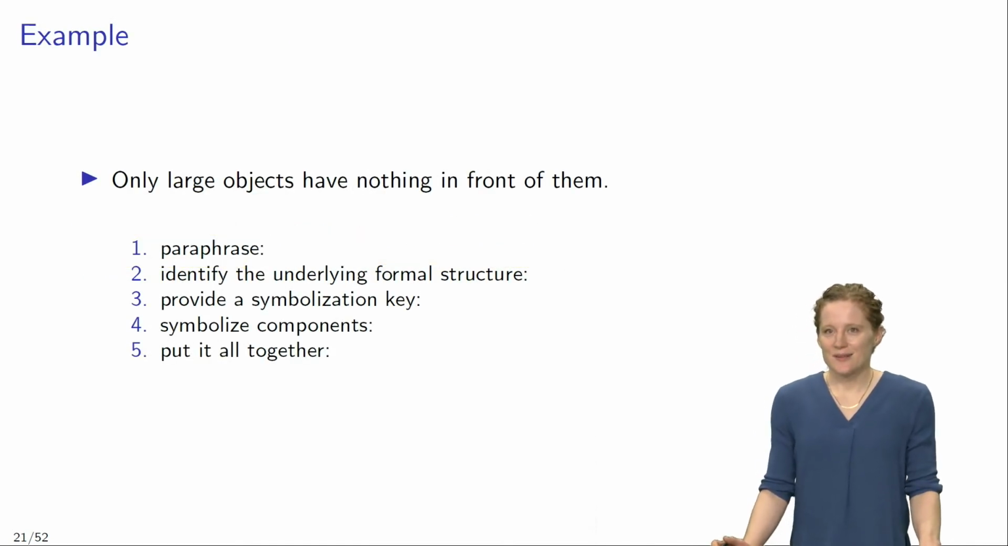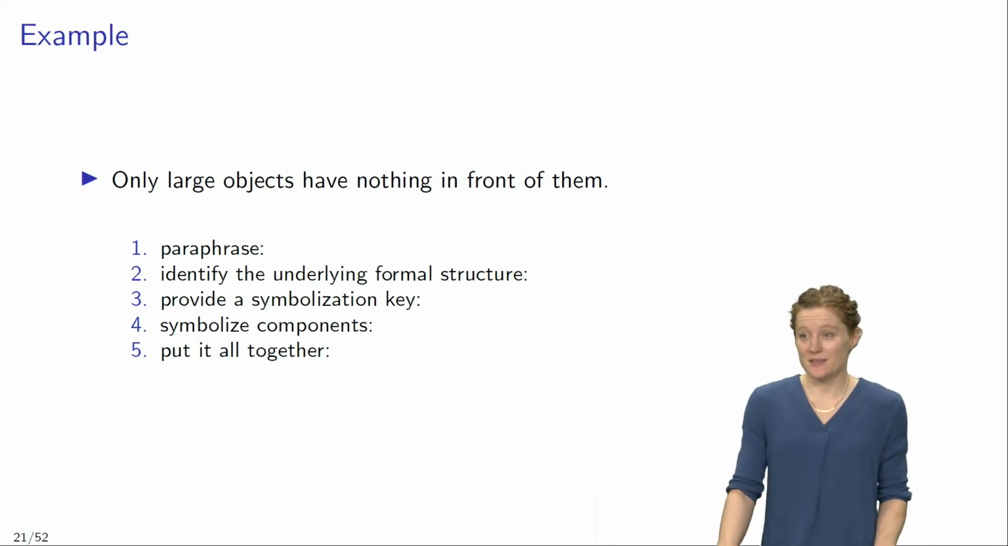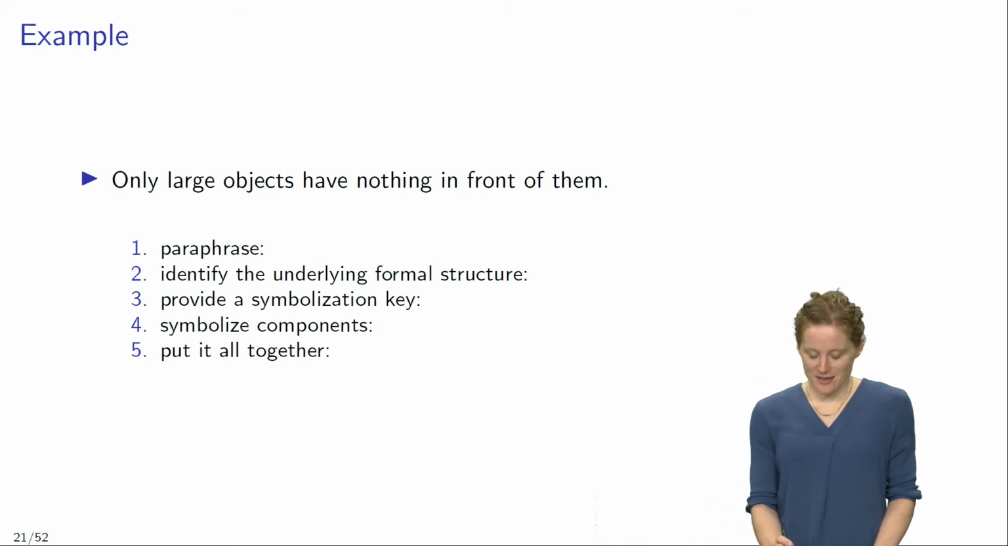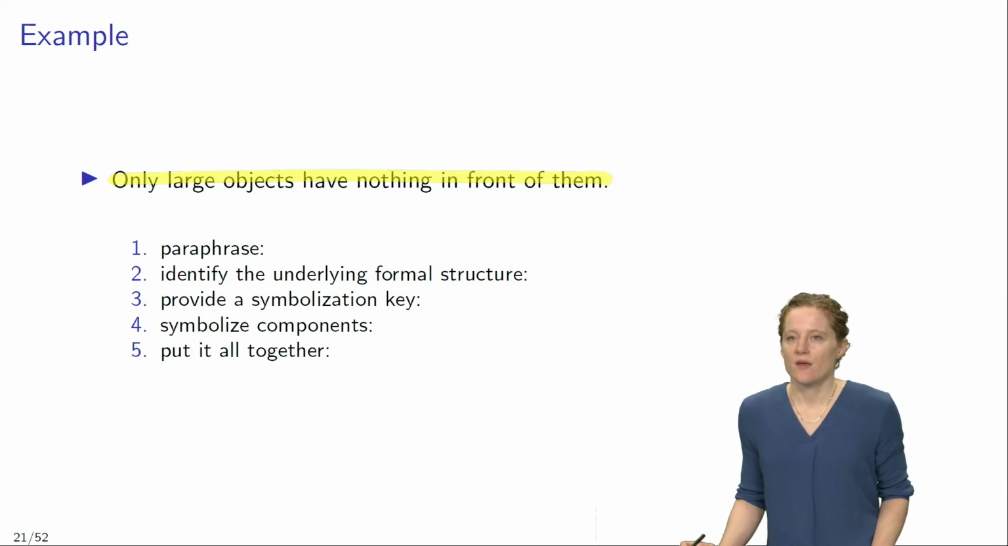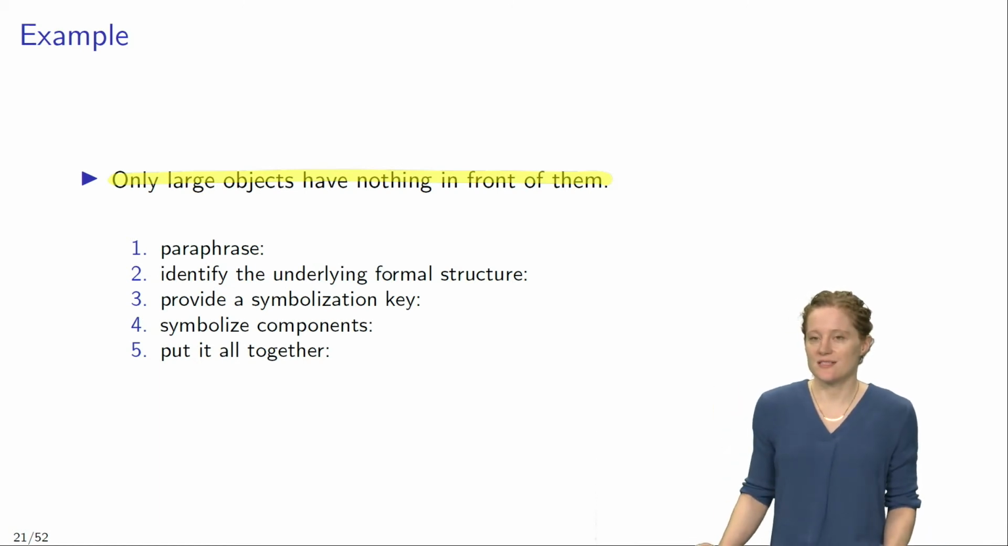Now let's think about how you can symbolize sentences that make use of multiple quantifiers in FOL. And here I'm just working with an example. The example is this sentence here. Only large objects have nothing in front of them. Now I'm going to make use of the same 5-step strategy that I used for simpler sentences. I start with a paraphrase.